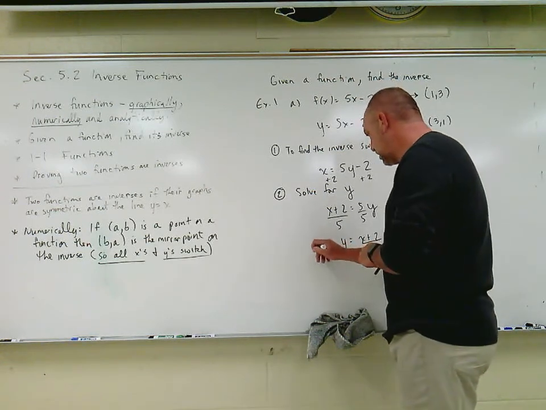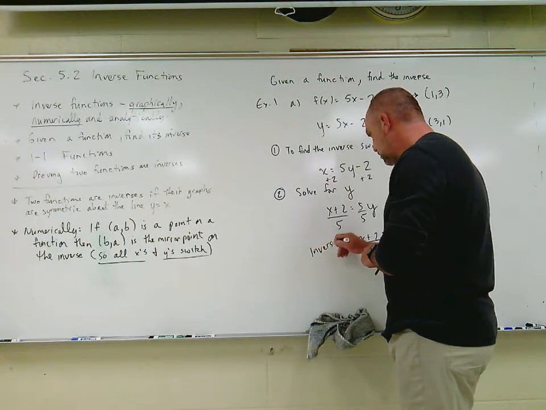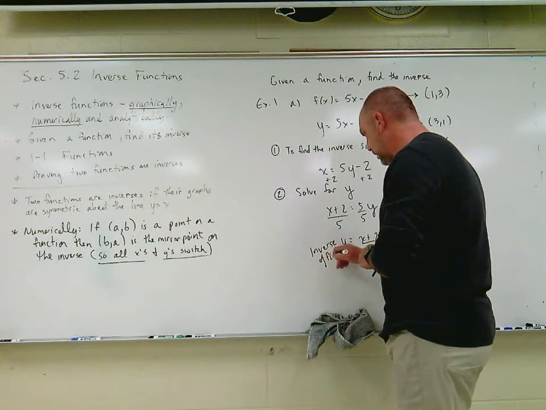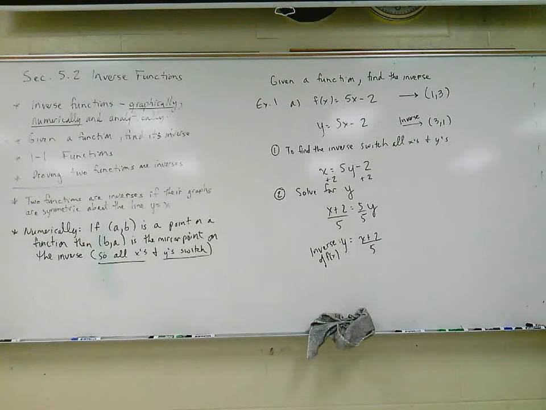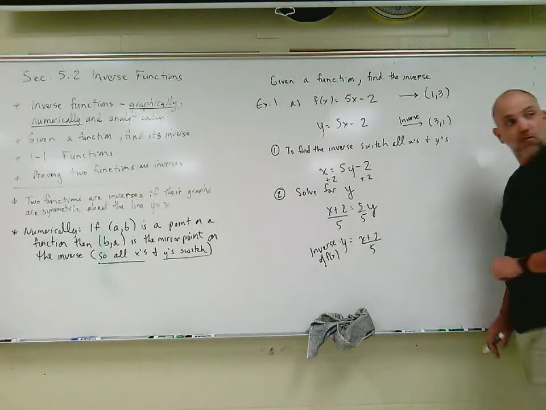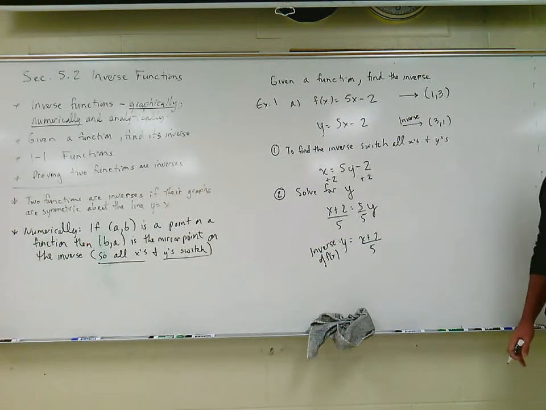And this is the inverse of f of x. That's a lot to write, so we're going to make that simpler in a second. So you should have got x plus 2 over 5. Now, what could we do to make ourselves feel better that that's right?